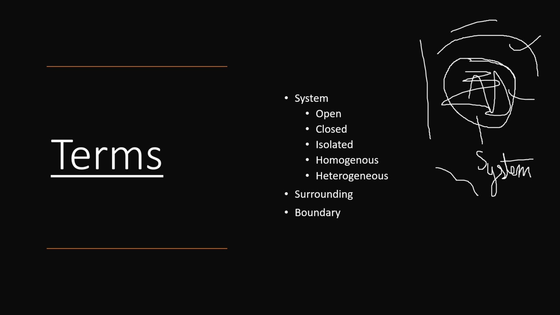Now we have classification based on the particle nature, that is homogeneous and heterogeneous. If the phase that is present is uniform in the entire system, that is, the whole system is solid, or liquid, or gas, then it is homogeneous. Whereas if there is a change in the phase, then it's heterogeneous.